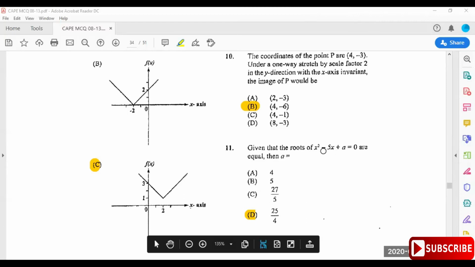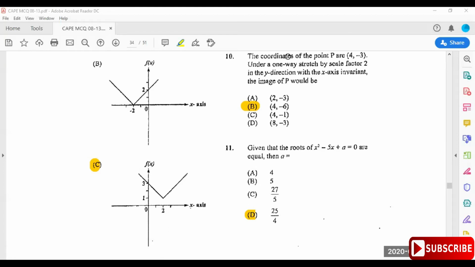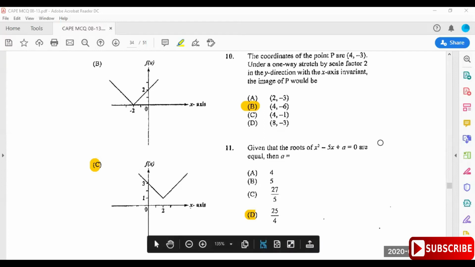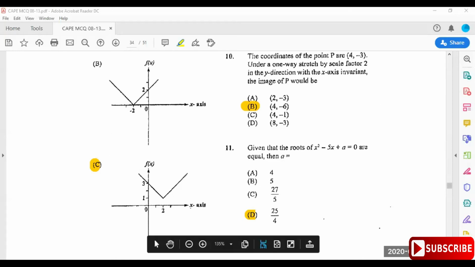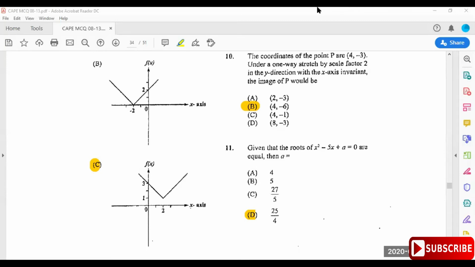Sir, which year paper is that? This is 2012. They can send us a solution in WhatsApp. Yes, I'll send a solution. I'm going to send the solution in the chat right here in the Zoom chat.